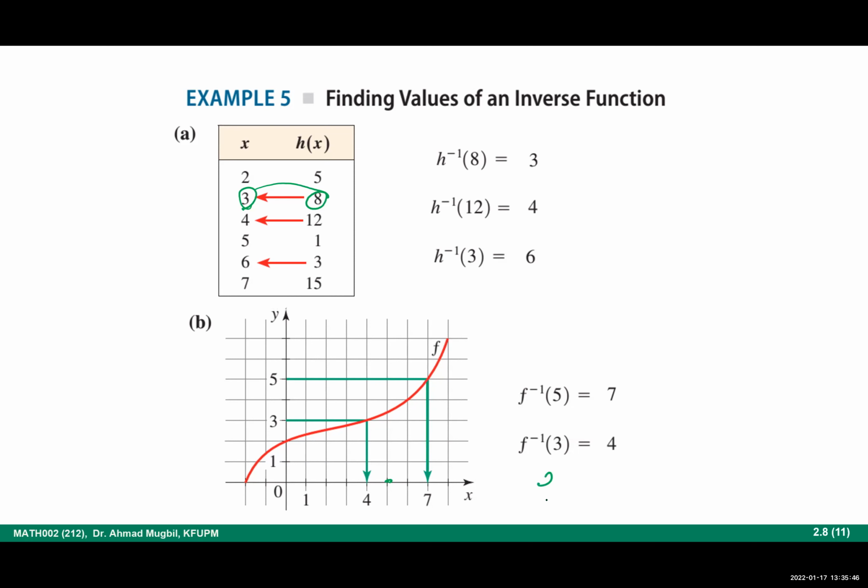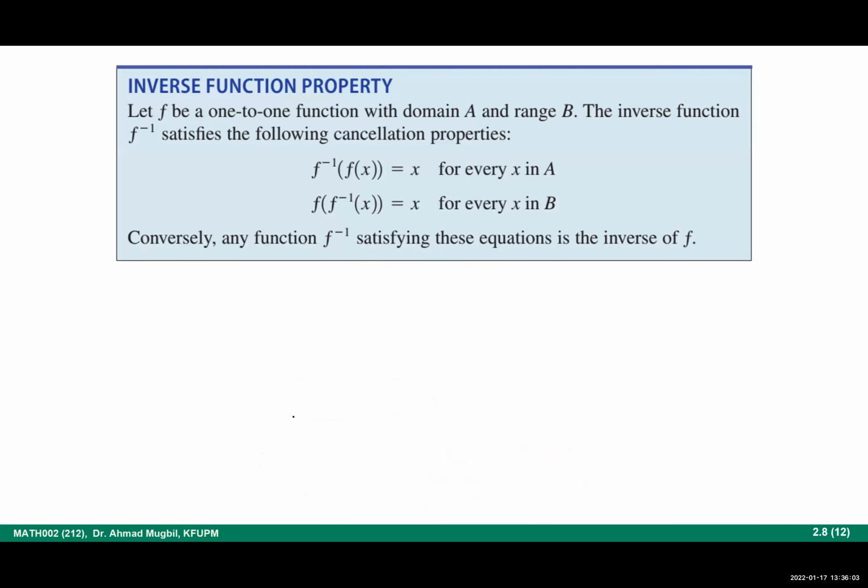What is f at 6? 4. Is that right? This is 6. So f inverse at 4 is 6 and f at 6 is 4. Excellent. Now, the most important property for the function and its inverse is the composition of them.